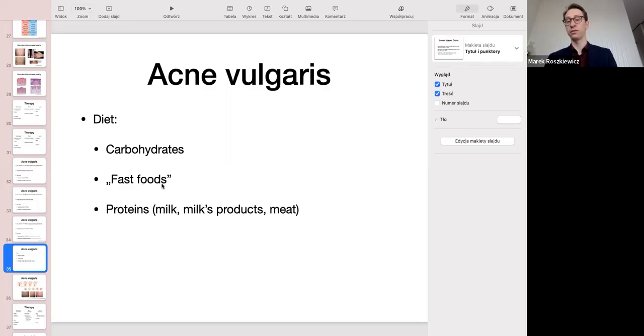Second one, fast foods. So the things where a lot of chemical additives have been put, preservatives, dyes, things that will taste better and smell better. So it is very compact, and this in general works in a destructive way on bowel activity and especially on the liver.